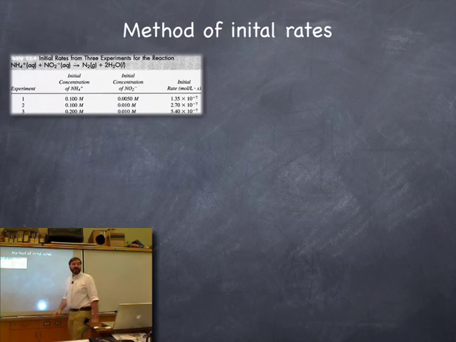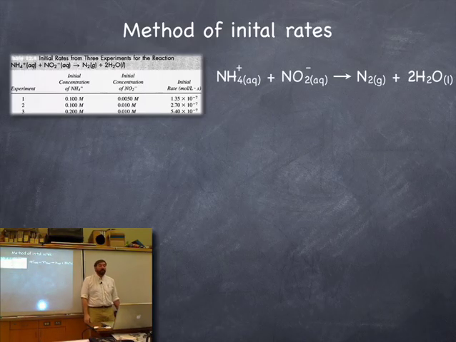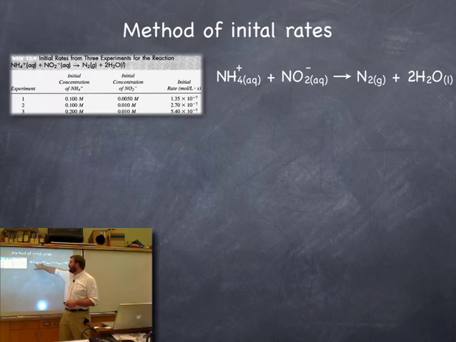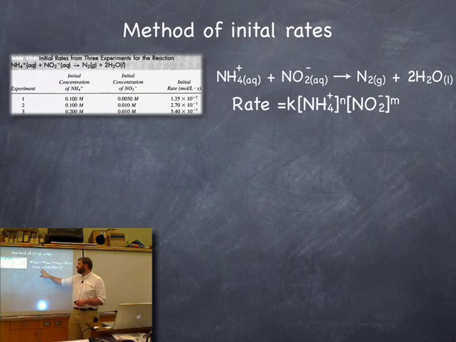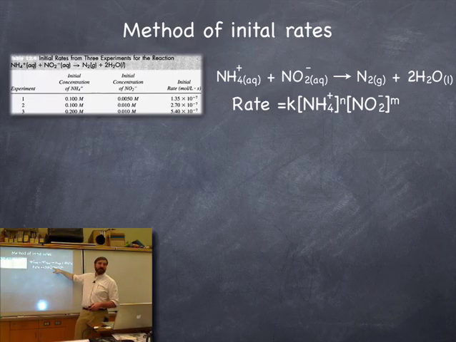What we need to think about is, based on this chemical reaction, what would the generic form of the rate law be? The rate law is the rate equals K times concentration stuff. Again, we remember, I need to look at the reactants. So the rate is going to be equal to the rate constant K times the concentration of the ammonium raised to some power times the concentration of the nitrite raised to some power.